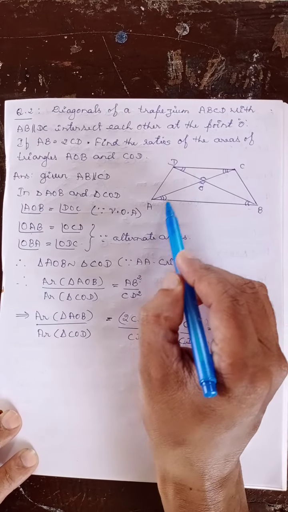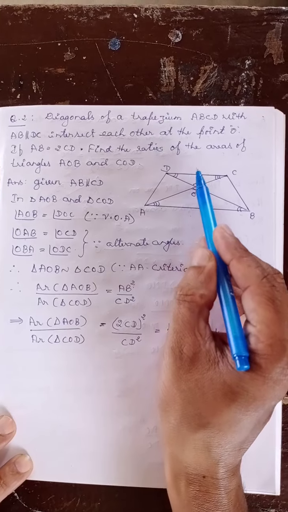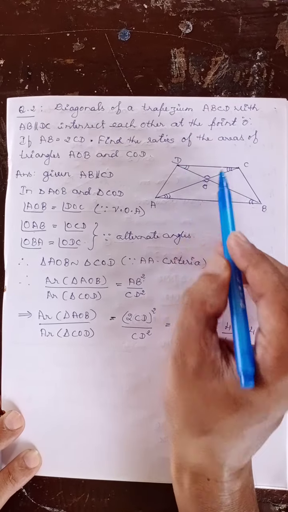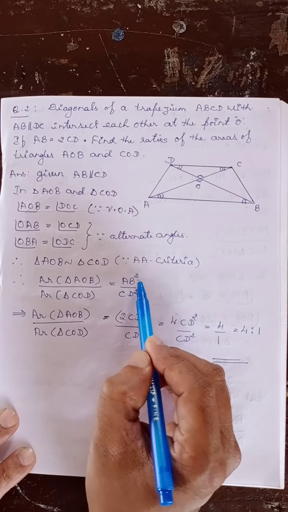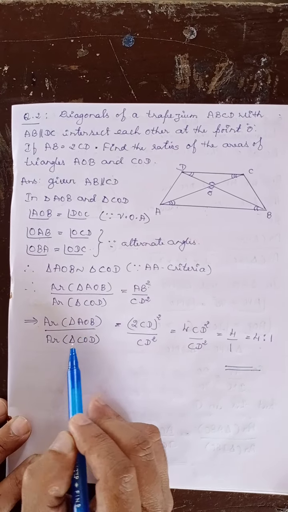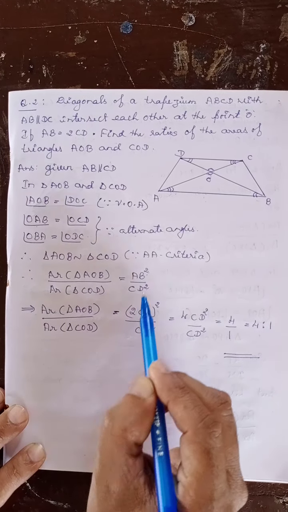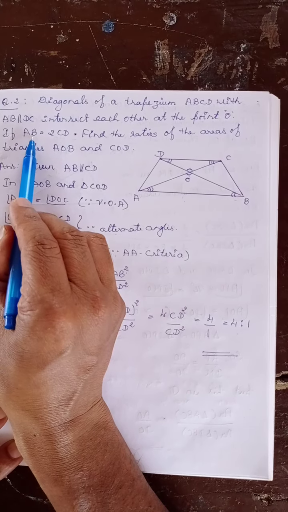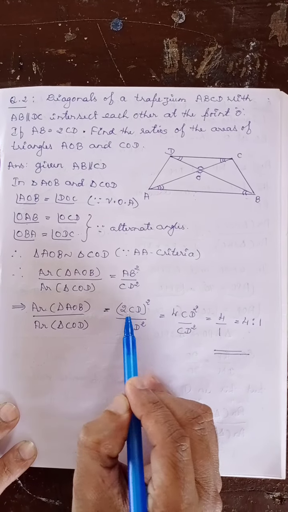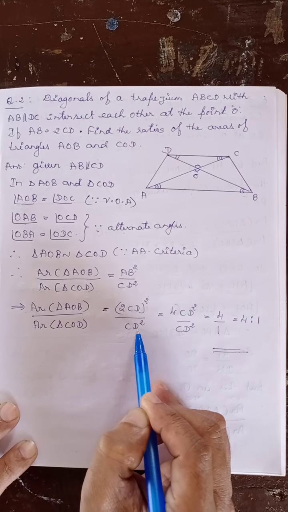Here AB is the side of the triangle AOB, which corresponds to the side CD of the triangle COD. Therefore, it is AB square by CD square. This implies area of the triangle AOB by area of the triangle COD is equal to, here in the question it is given that AB is equal to 2 times CD. So substitute AB is equal to 2 CD the whole square divided by CD square.